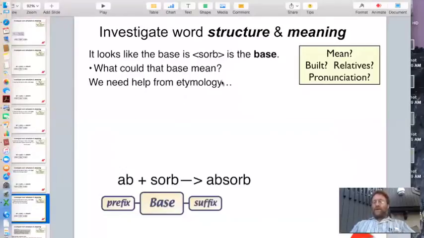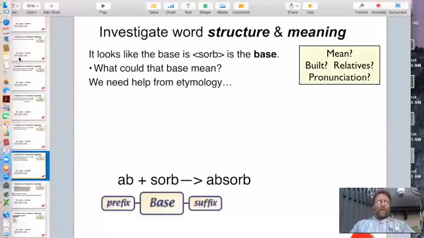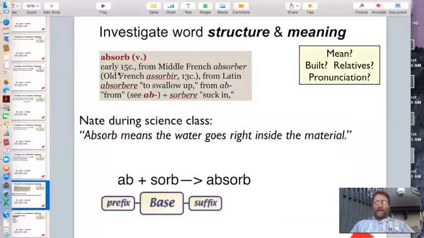What we need now is some help from etymology. You've seen me use Etym Online before. I pasted in what I found there. And this is the thing that I thought was quite interesting when I looked it up: it has this idea of to swallow up, from AB, from sorbere, to suck in. And I just thought it was cool that this base means to suck in. Nate had said during class, absorb means the water goes right inside. Well, this idea of sucking in certainly worked.